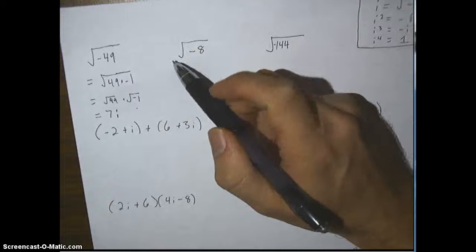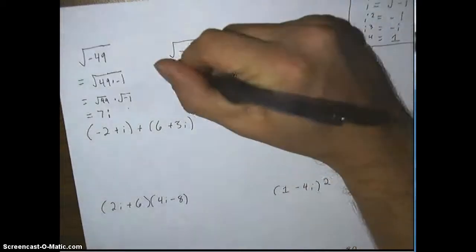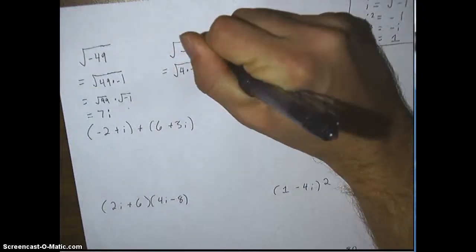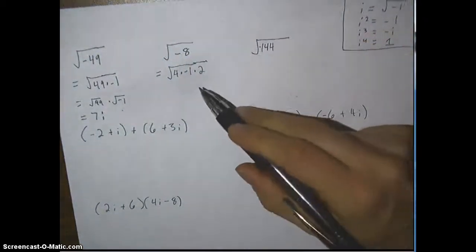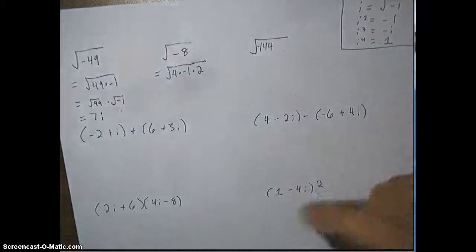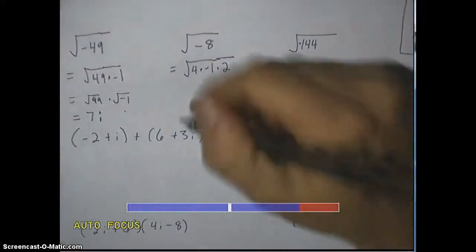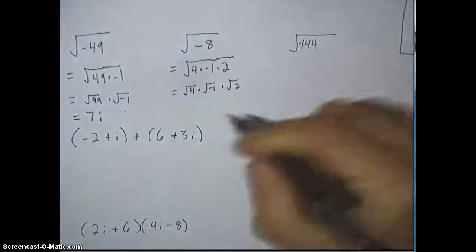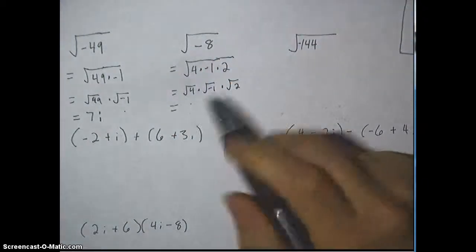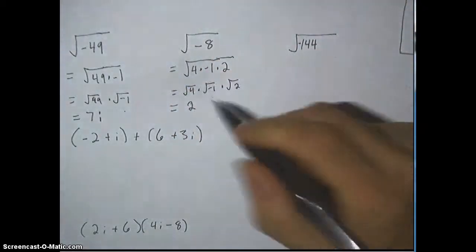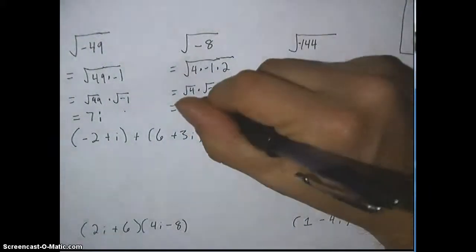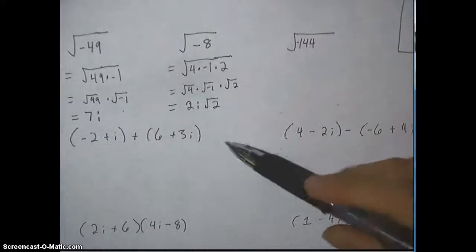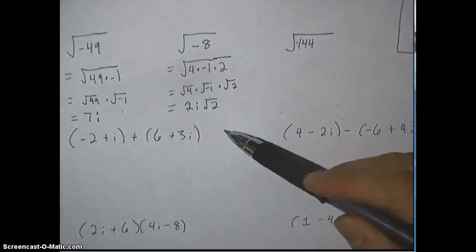And here, the square root of -8, well, that's simply the square root of 4 times -1 times 2. So I can break that into three square roots. I can say square root of 4 times the square root of -1 times square root of 2. Well, the square root of 4 is 2. The square root of -1 is i. And then, of course, square root of 2 is just square root of 2. So the square root of -8 is 2i root 2.